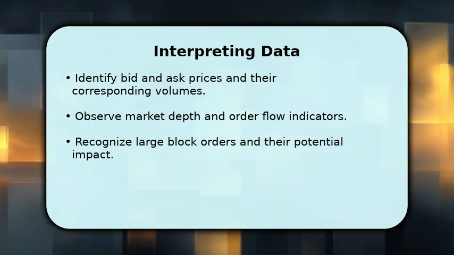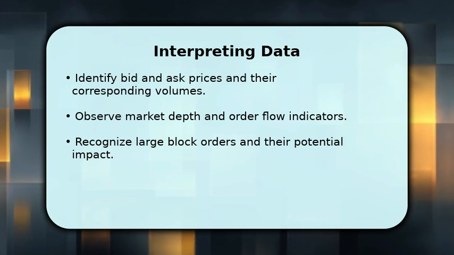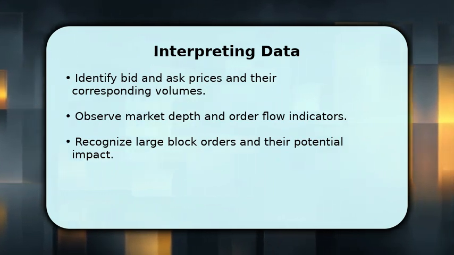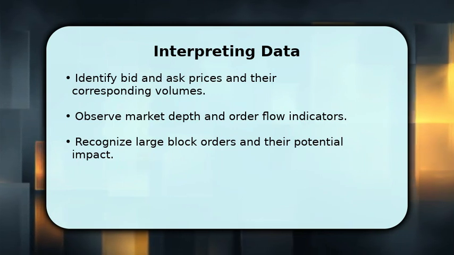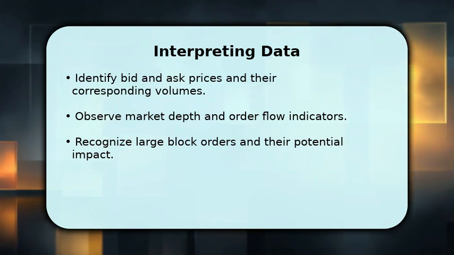Reading the price ladder involves understanding the bid and ask columns. The bid side shows buy orders, while the ask side displays sell orders, each with their respective volumes. You'll see the current market price in the center.